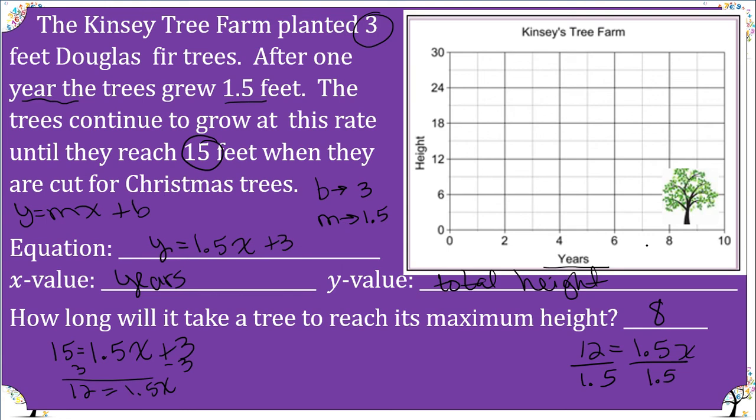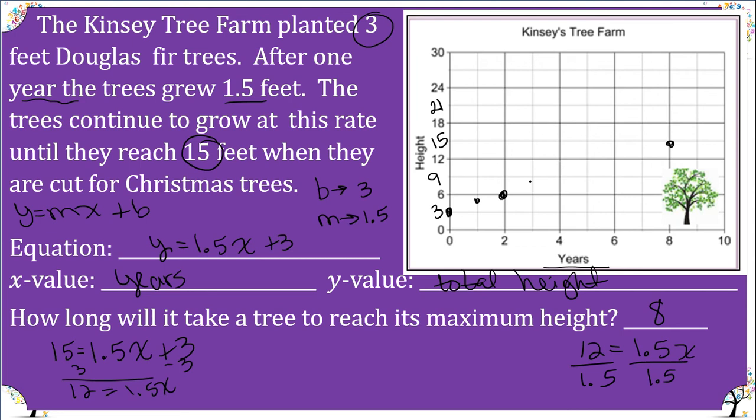Okay, so we already know that point. So 8 years is going to be 15, and these are going up by 3. So again, it's good to make sure you know all your values on each axis. So in 8 years, it reaches its maximum height of 15. And at year 0, it was 3 feet tall. And then in year 1, so 1.5 times x is 1.5 plus 3. That's going to be 4.5. And then at 2, 1.5 times 2 is 3. 3 plus 3 is 6.